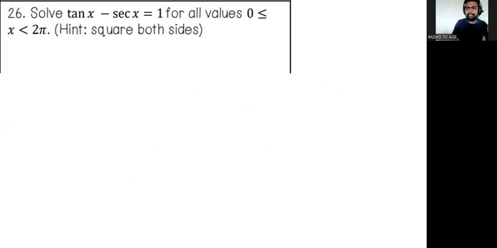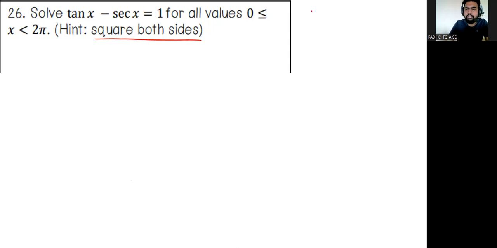Okay, 100% this question is not that tough. So the hint is already given to you. So how are you going to approach this question? First of all, whenever you see any trigonometric function except sine and cos, you need to change everything into sine and cos.